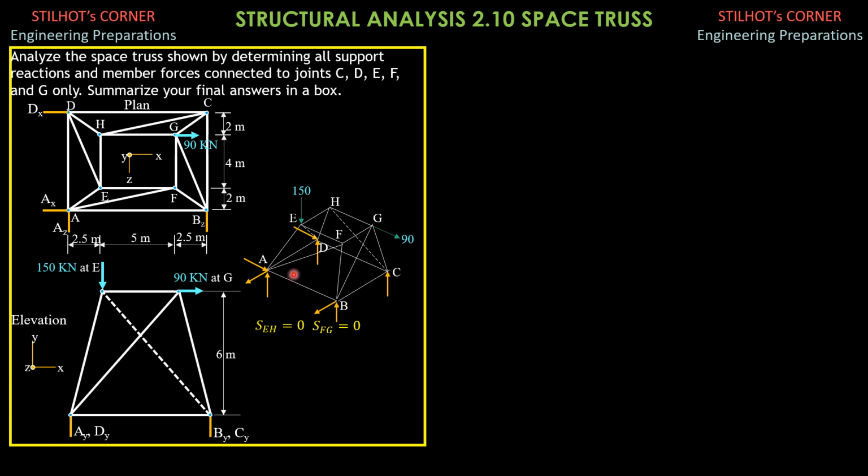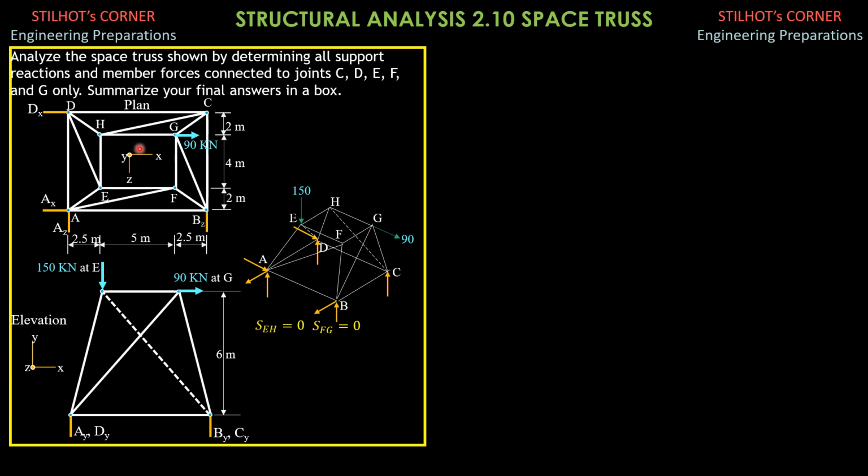If we analyze at first at joint F, F is unloaded. There are four members meeting at F and three members lie on the same plane. So FG is the only member that is off the plane of the three. Therefore, by principle, FG is 0.